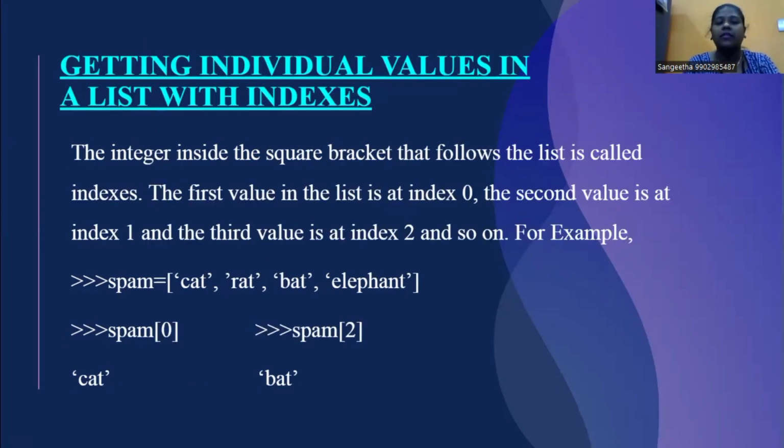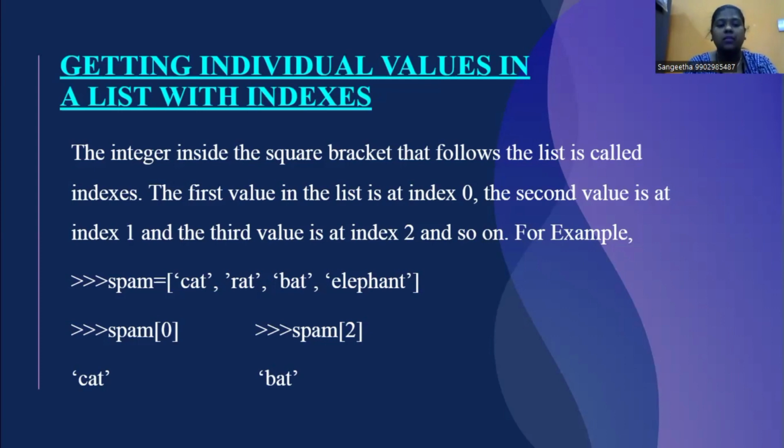One is getting individual values in a list with index. Index values are used to get individual values from the list. The integer inside the square brackets that follows the list is called the index. The first value in the list is at index 0, the second value is at index 1, the third value is at index 2, and so on.